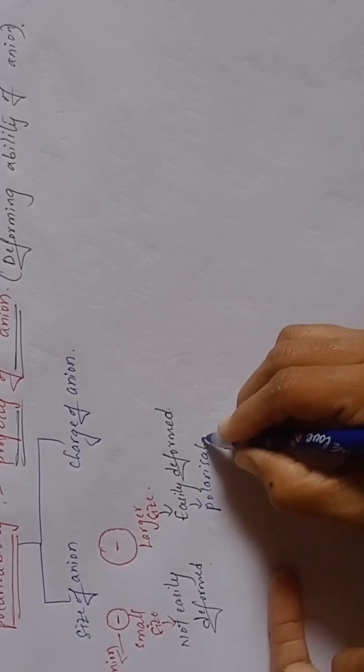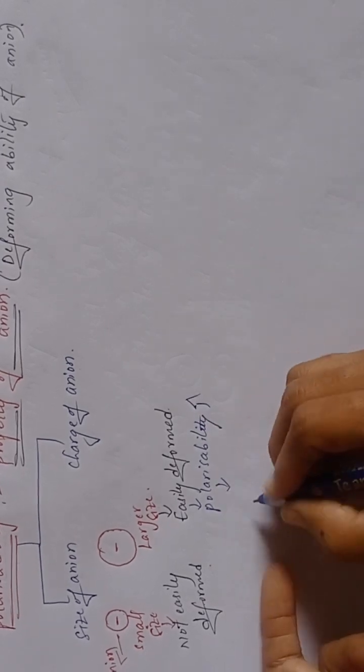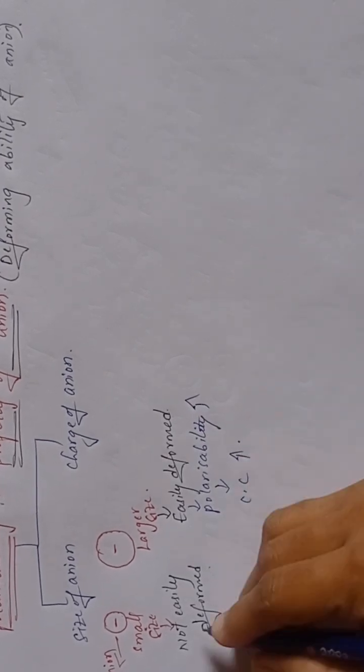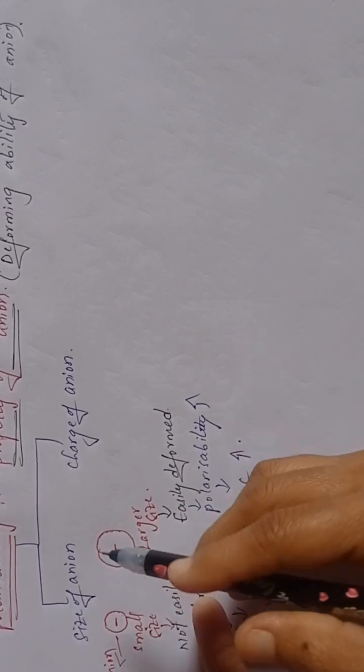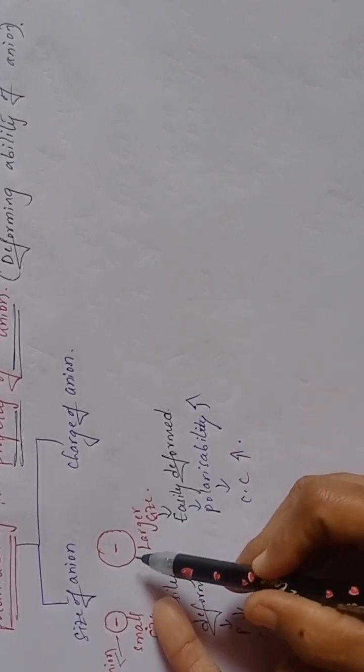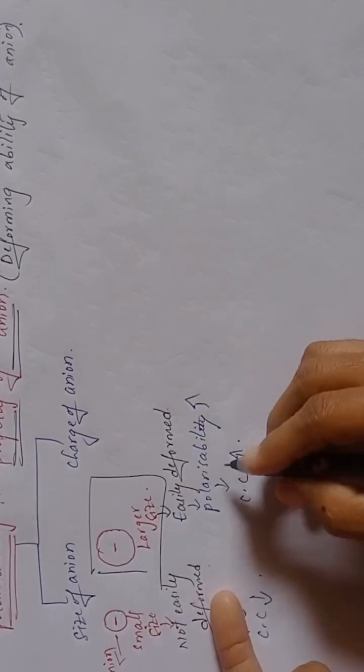Polarizability more means covalent character more. Here polarizability less, covalent character also less. Clear, students? So here what you have to remember? Anion size should be larger, then covalent character will be more. That you have to remember in case of size of anion.